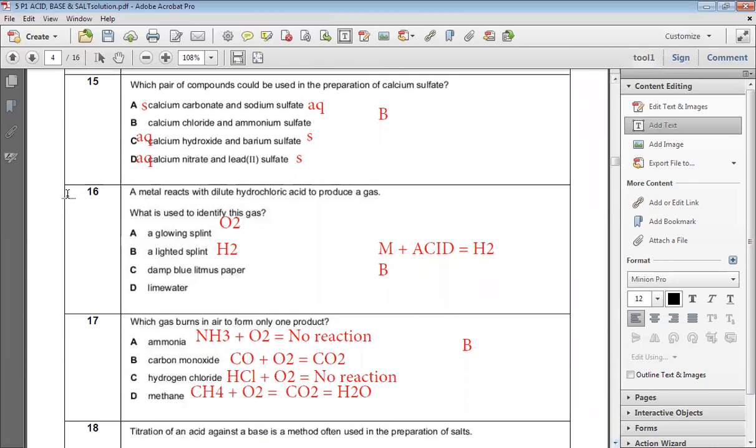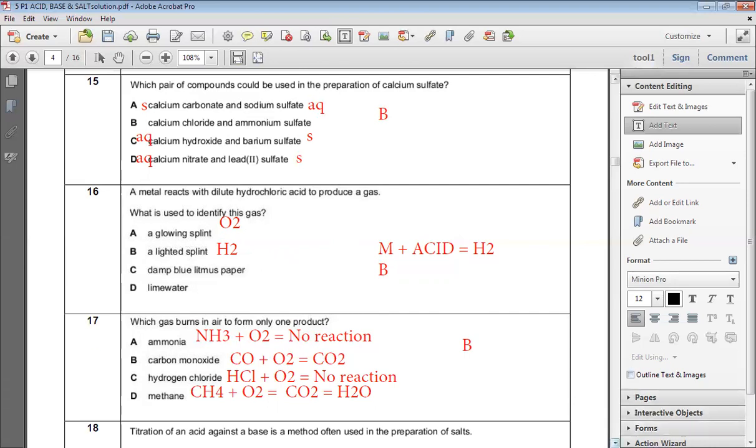Now question number 16, a metal reacts with dilute hydrochloric acid to produce a gas. What is used to identify this gas? Keep this in your mind: when a metal reacts with acid, hydrogen gas is always produced. Option B is correct, because a glowing splint is for the test of oxygen, but oxygen is not produced during the reaction. A lighted splint, yes, hydrogen gas gives a pop sound. Damp blue litmus paper is for chlorine, for HCl gas, lime water for carbon dioxide, and damp red litmus paper for ammonia gas.